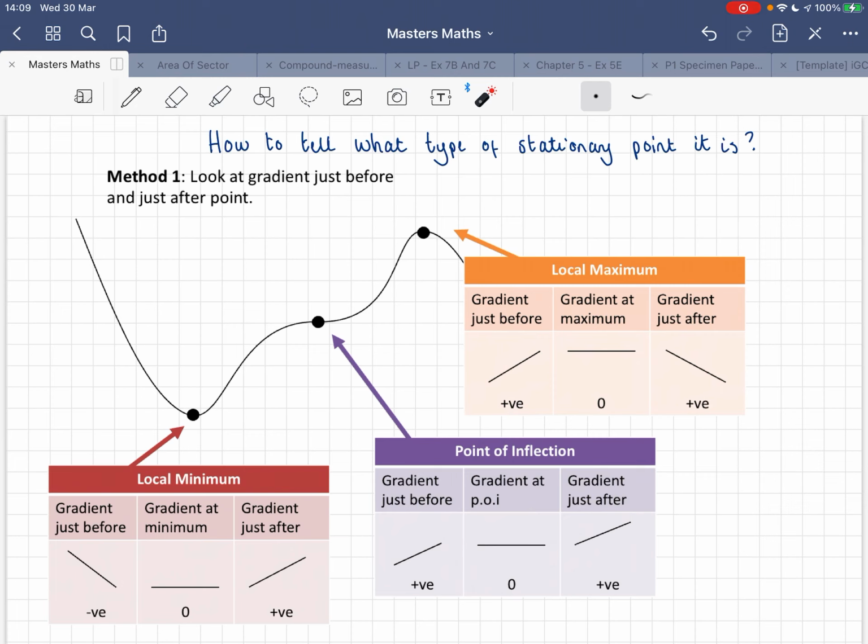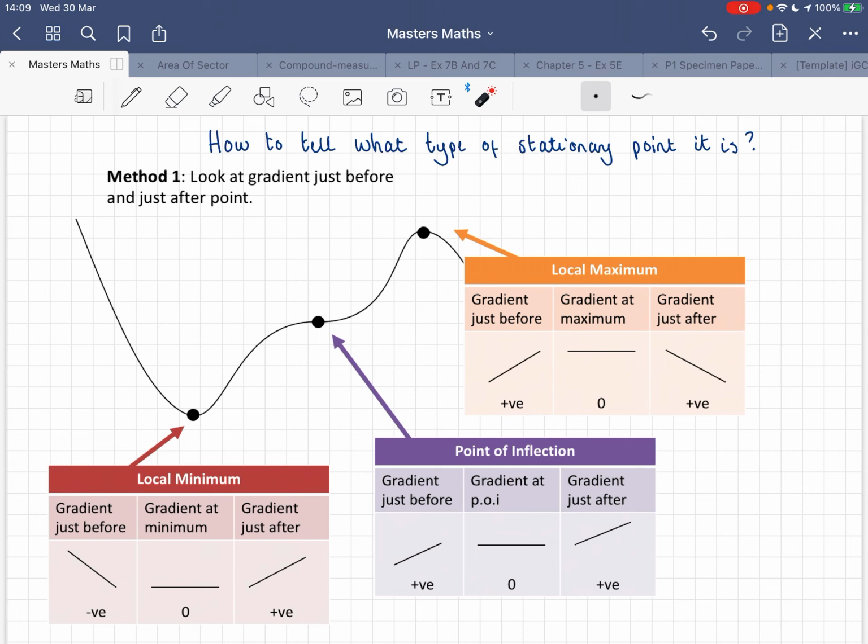So there's 2 ways of doing it. The first way is a bit longer and a bit more, what's the way to describe it, it's quite a practical way of doing it, an intuitive way of doing it, I guess. Whereas the second way involves more differentiation.